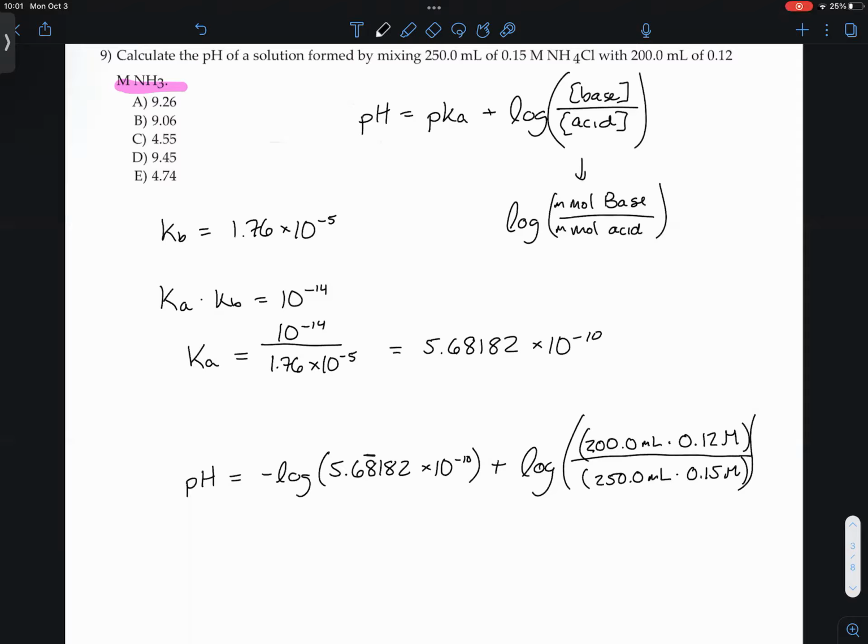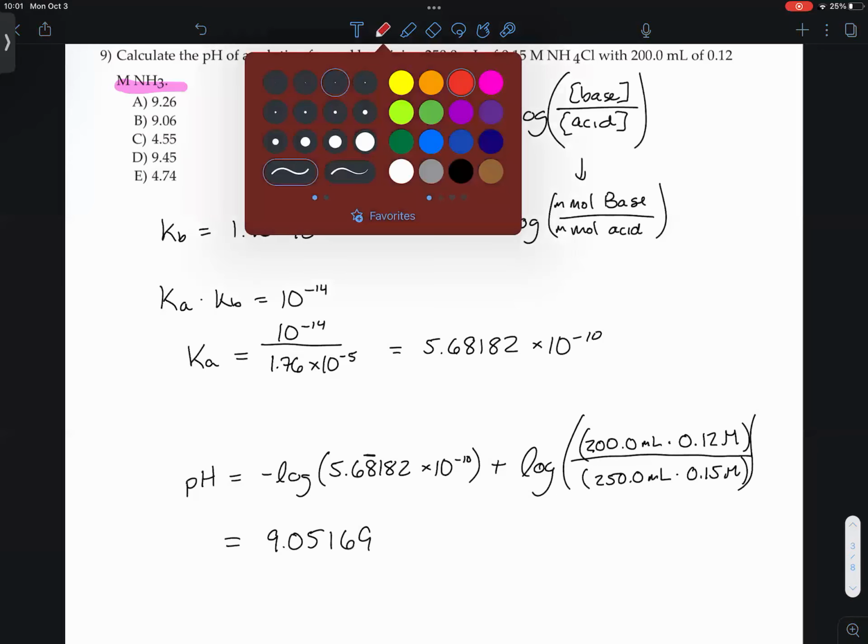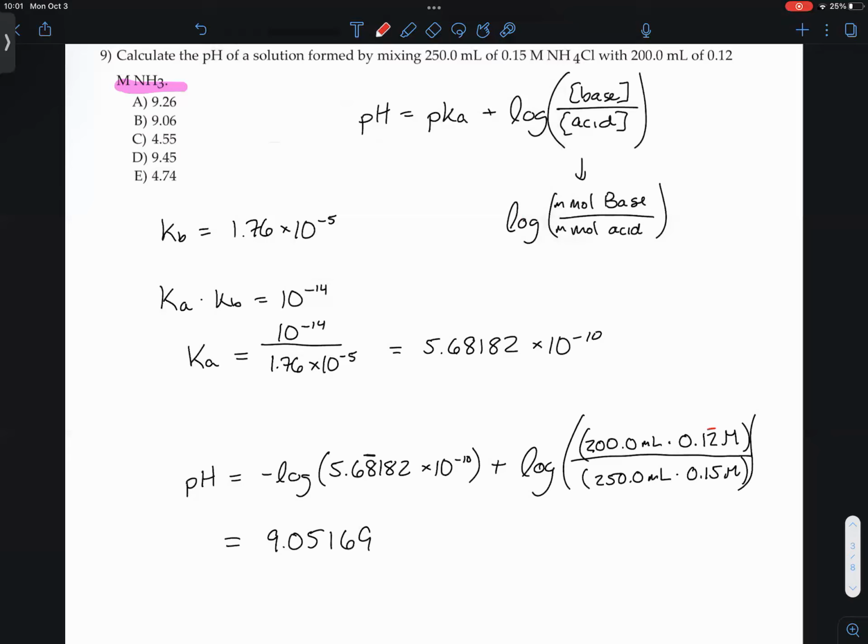All right, and so my final answer that I get here for my pH is 9.05169. We're being good about sig figs. I kind of neglected that in the last problem, but I have 2 in my concentration, so that would mean 2 decimal places. The correct answer is B.